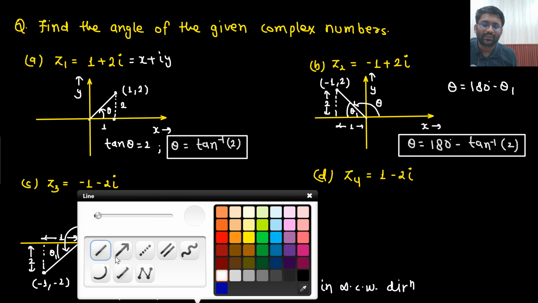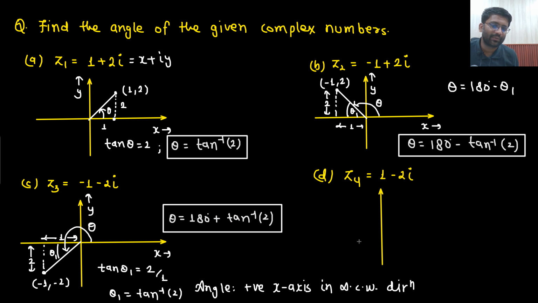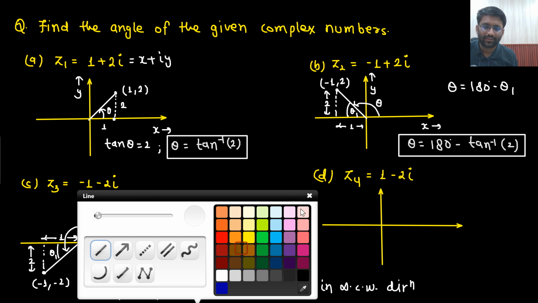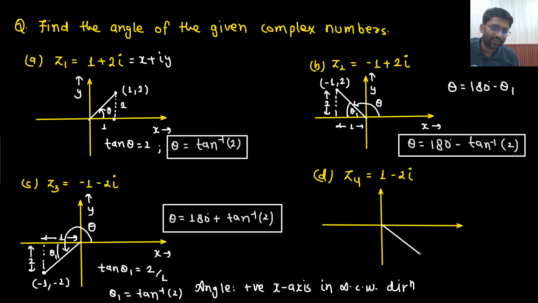Okay. Let's go to the last one. What does the last one say? 1 minus 2j. So in x direction you go for 1, in y direction you go for minus 2. So 1 minus 2j. So this number will be, this length will be 2 and this length will be 1.